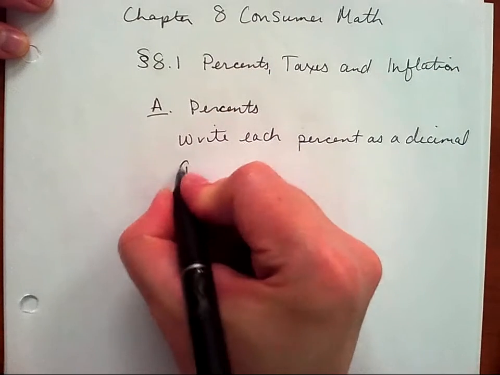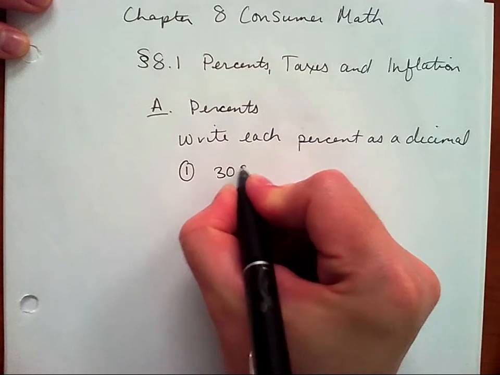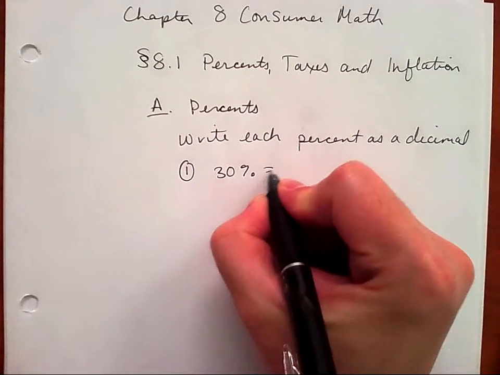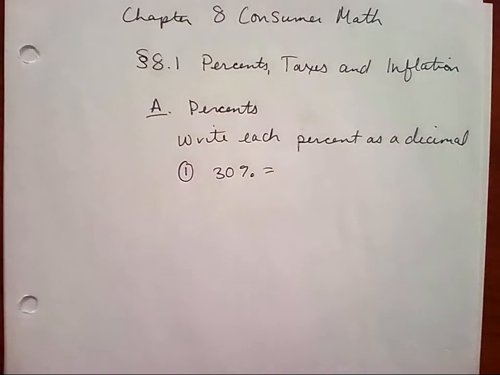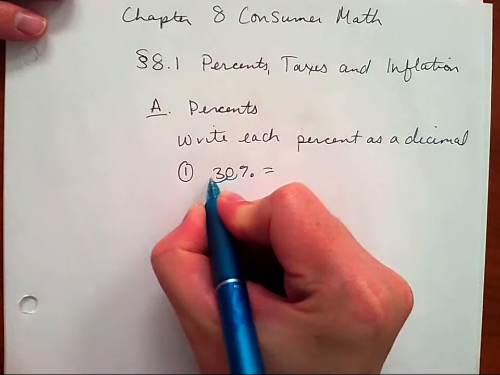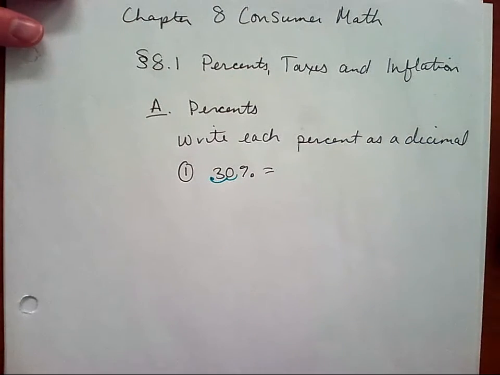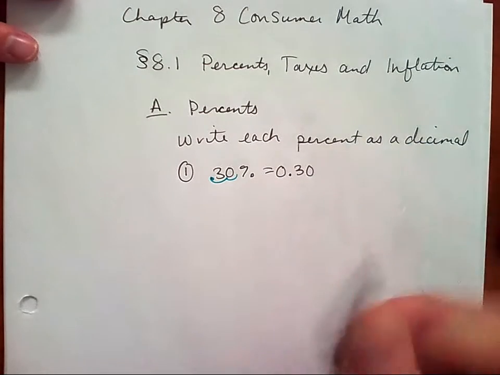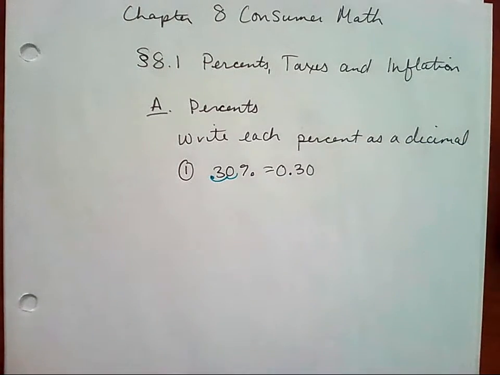Okay, number 1, 30%. So 30% I cannot type into my calculator, right? So how do I write 30% as a decimal? So I move the decimal place over twice. So this is 0.30. So that's my decimal representation of my fraction. But 3 over 10 would get you there.